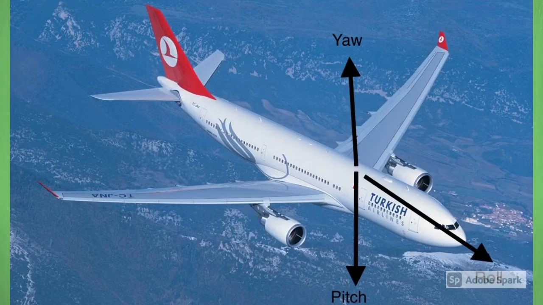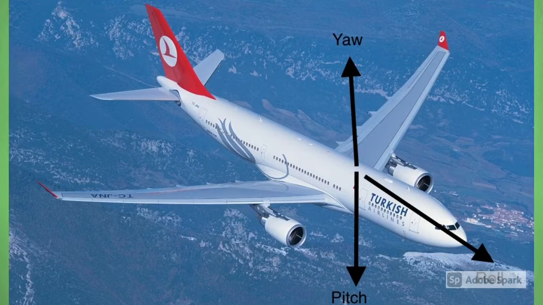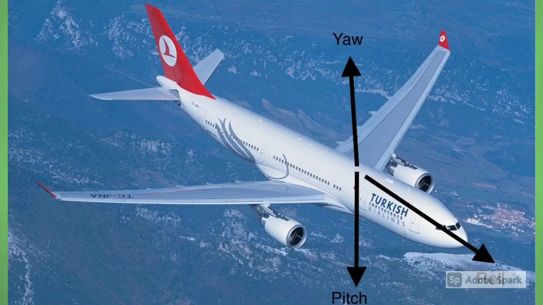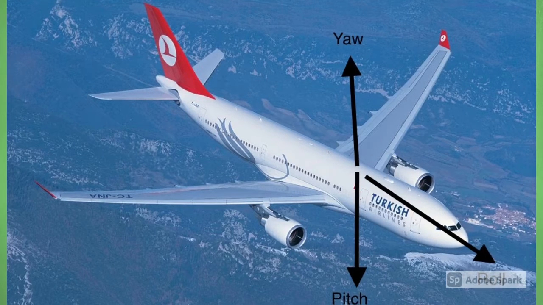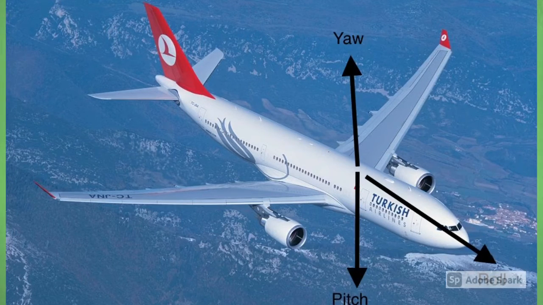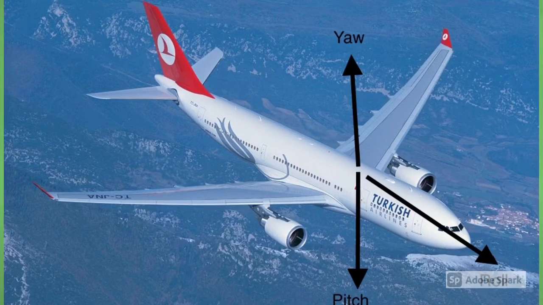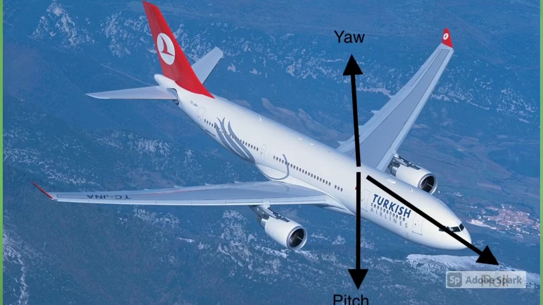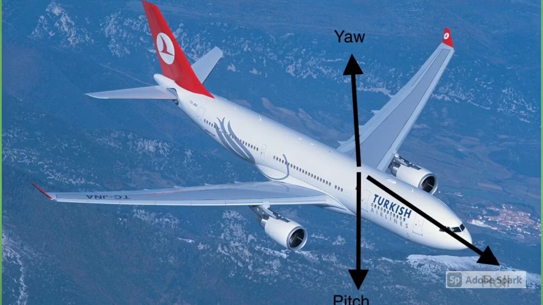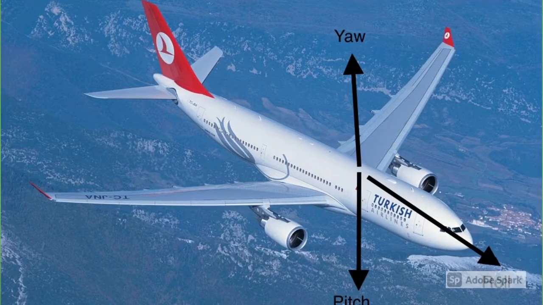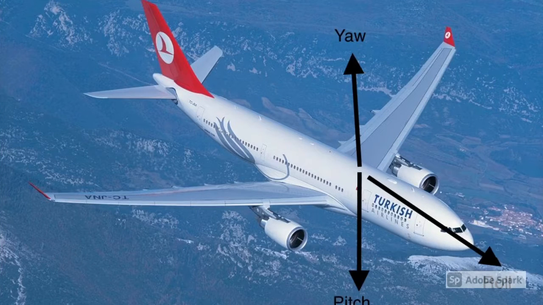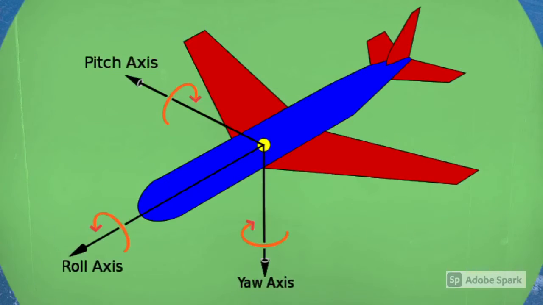So what are the three axes of an aircraft? There are three axes of an aircraft, which can move left and right, forward and backward, and up and down. For aviation, their technical names are lateral axis, longitudinal axis, and vertical axis. For the lateral axis, it is the pitch. For the vertical axis, it is the yaw. And for the longitudinal, it is the roll.